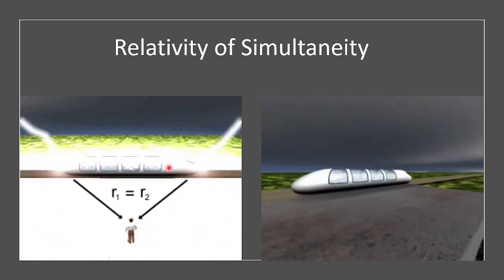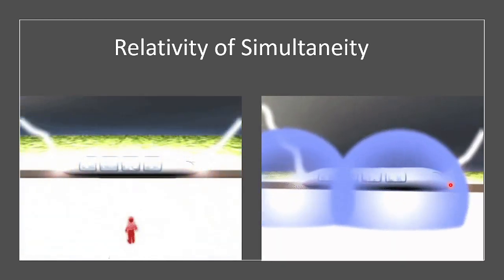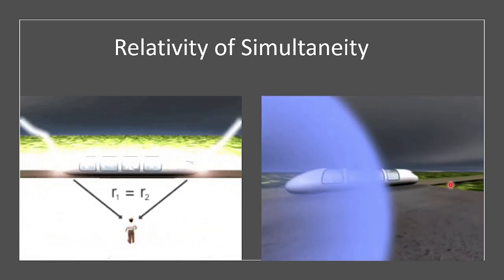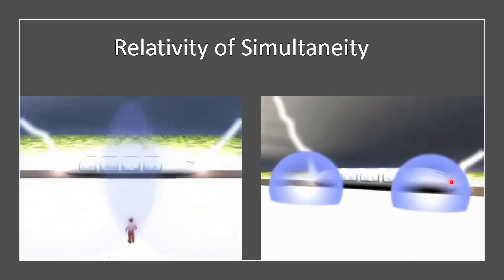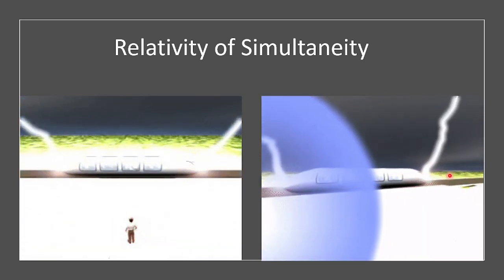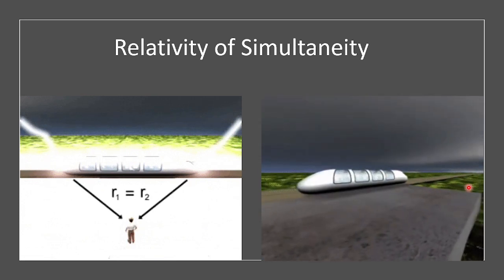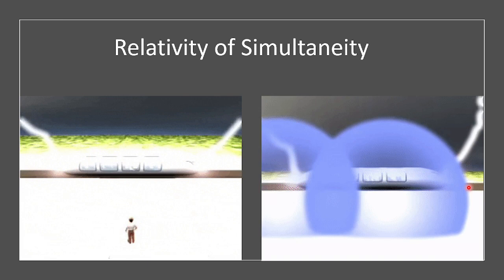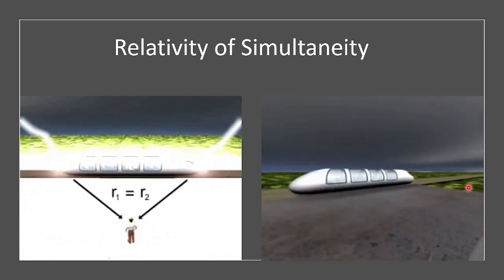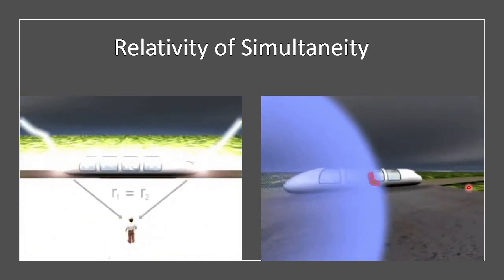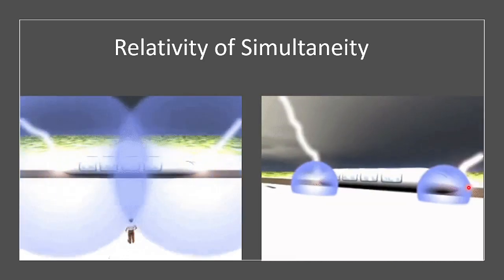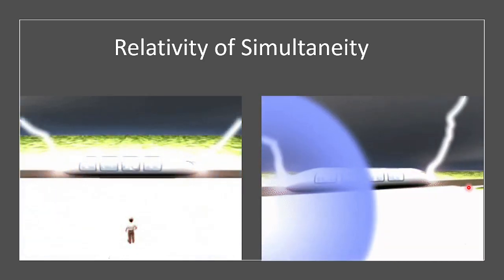But for someone inside the train, since he is moving towards this point, as you can see here, the light will reach him first from the front because he is moving towards the front, and the light from the back will reach him at a later time because he is moving away from it. So one phenomenon is observed differently by two observers. That's the relativity of simultaneity. The events are not simultaneous depending on the motion of the observer relative to the source of the phenomenon.